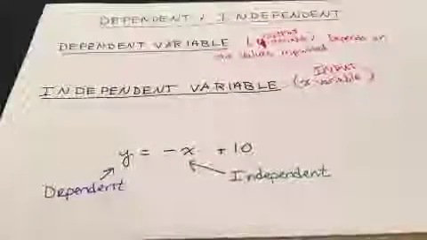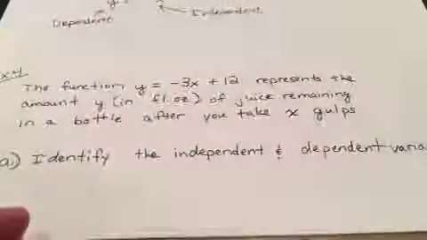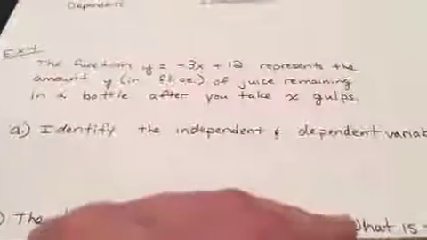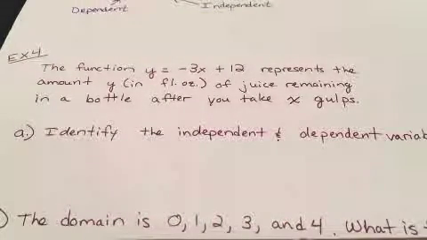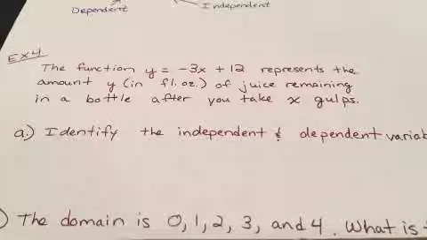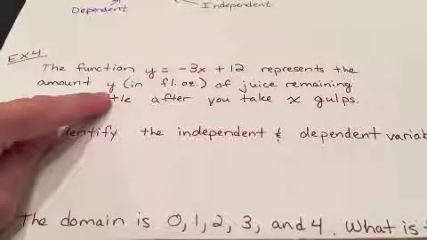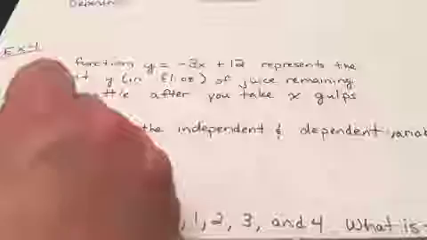Okay? So let's take a look. For example, I'm just going to pull this down so you can see. Example 4. The question says, the function y equals negative 3x plus 12 will represent the amount of fluid ounces of juice remaining in a bottle after you take x gulps. Identify the independent and the dependent variable. So basically, the amount of ounces you have left depends on how many gulps you're taking.